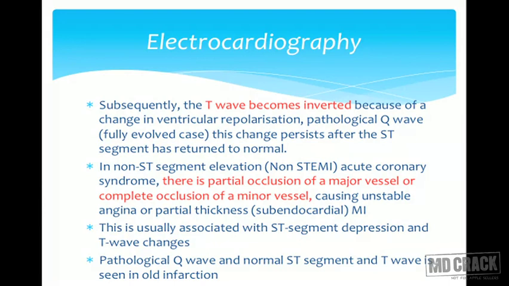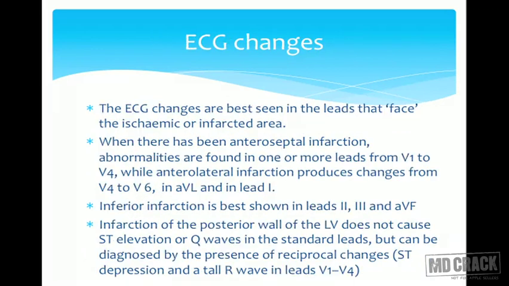So transmural ST segment elevation in ECG, subendocardial ST segment depression in ECG. Pathological Q wave and normal ST segment and T wave is seen in old infarction. The ECG changes are best seen in the leads that face the ischemic area or the infarcted area.